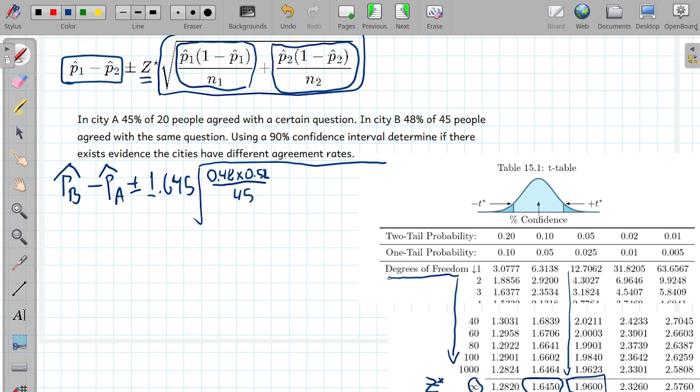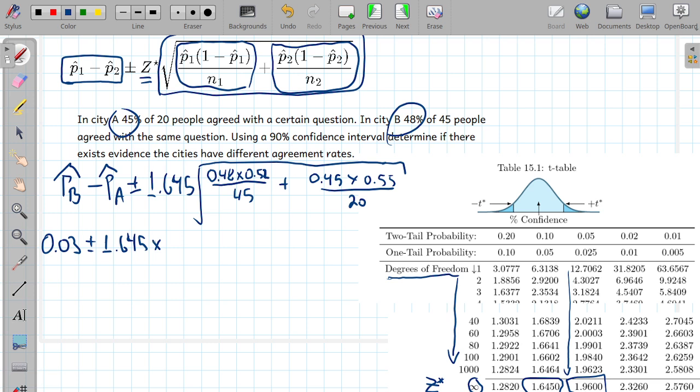All right, there we go. And for City A, we had 45%, so 0.45 times 1 minus that, which is 0.55. That was from a sample of 20 people. All right, we're good to go there. Now, what's the difference between A and B? Well, here's 48, here's 45. The difference then is 0.03. We're going to have plus and minus 1.645, and if you're working along at home, I will work out the square root separately instead of just writing it up and throwing it out there.